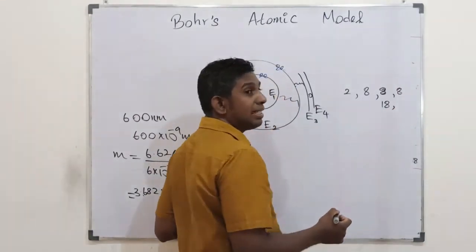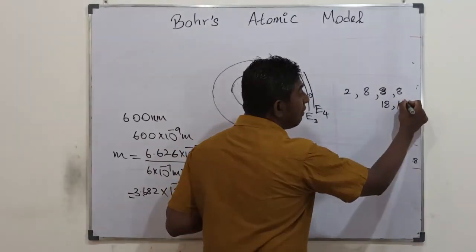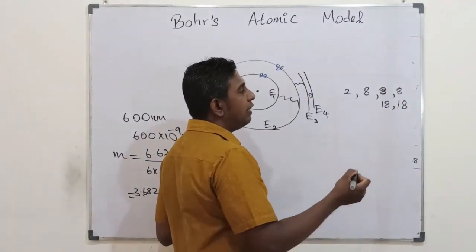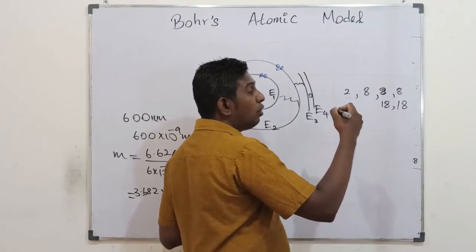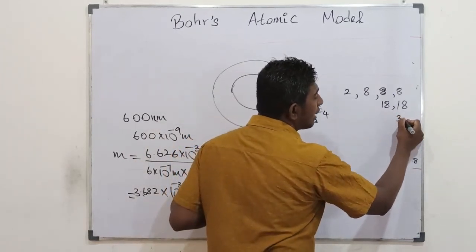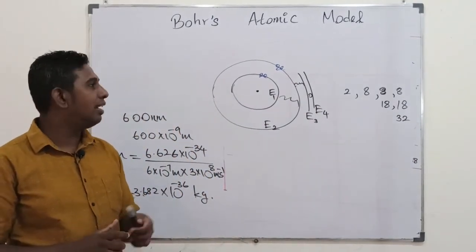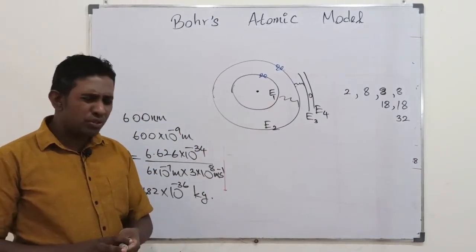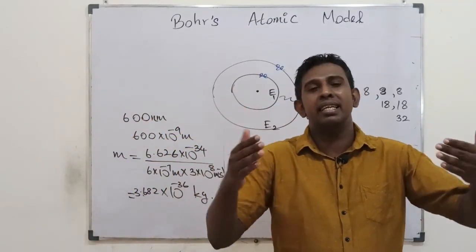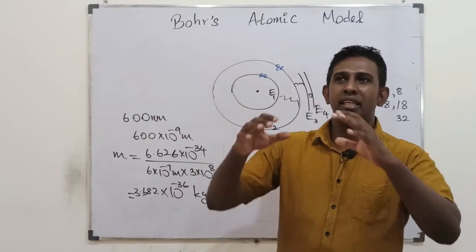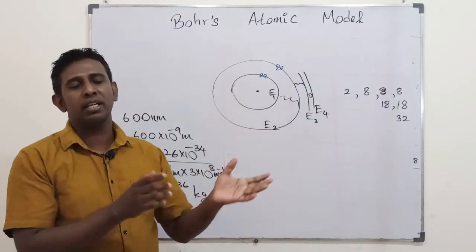If it is not the last shell, if it is one before the last shell, it would be maximally filled with 18 electrons. If it is 2 or more before the last shell, then it is maximum with 32 electrons that you would get filled there in the fourth shell. So in that way, Niels Bohr presented his theory regarding the model of atom, what we call the atomic model, Bohr's model.